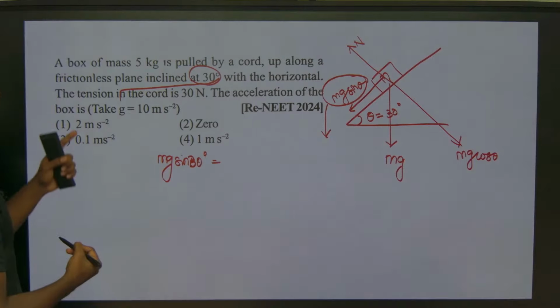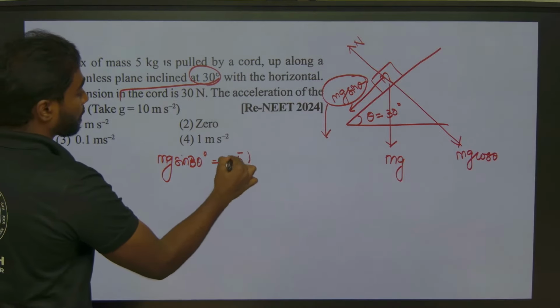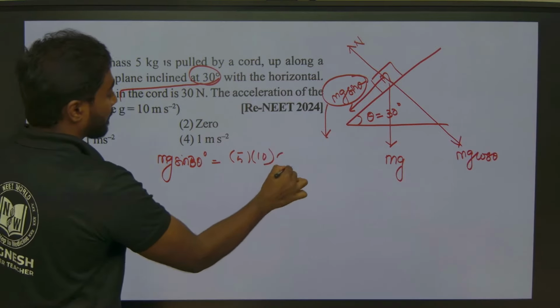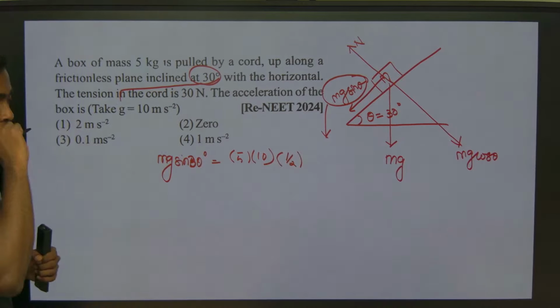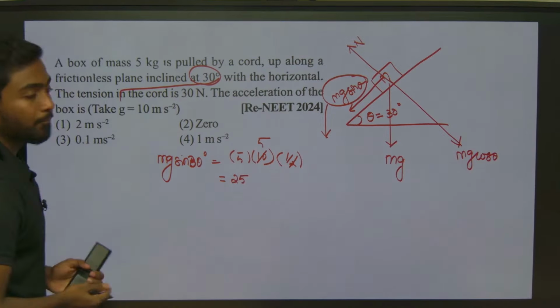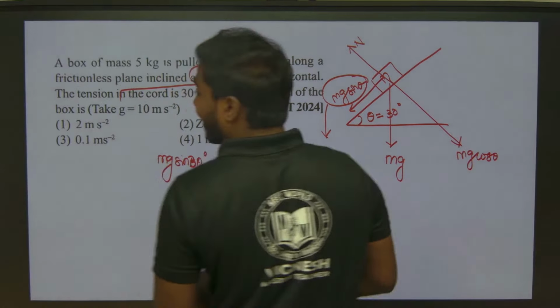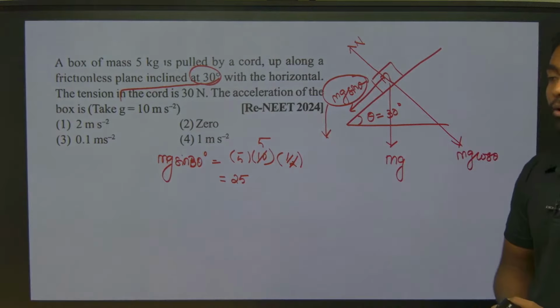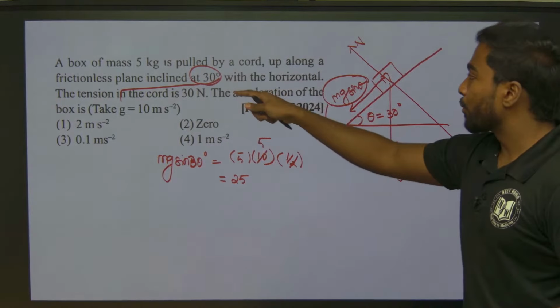is equal to, what is the mass? 5, and what is the gravity? 10, and sin 30 is 1 by 2, right? So 1 by 2, and this is 5 times. So 25 Newton. 25 Newton. So which is greater here? 30 Newton or 25 Newton? Obviously 30 Newton is greater. So in which direction will it go?